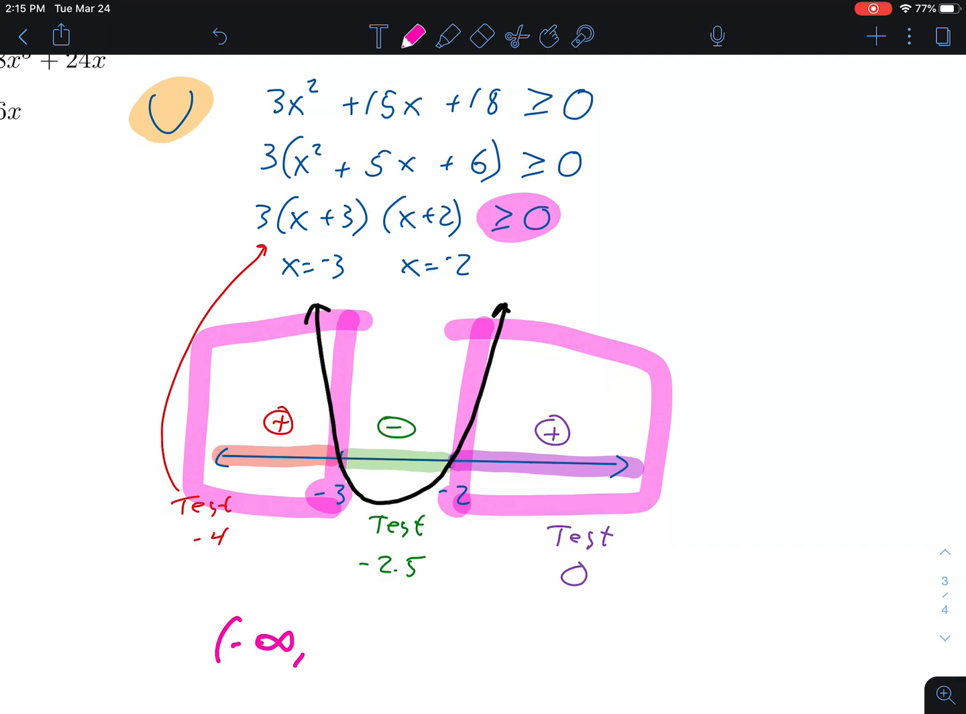And I want the 2 on the left and the right. So negative infinity up until negative 3, and then from negative 2 to infinity. And I'm including the endpoints, so these should be hard brackets right here. There's my answer for number 1, which I did second.